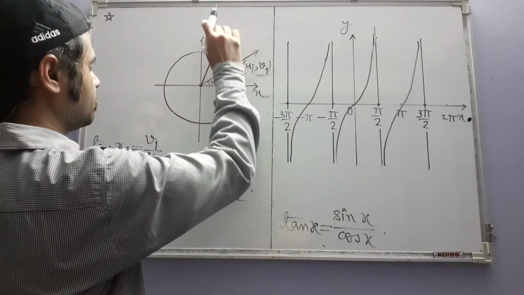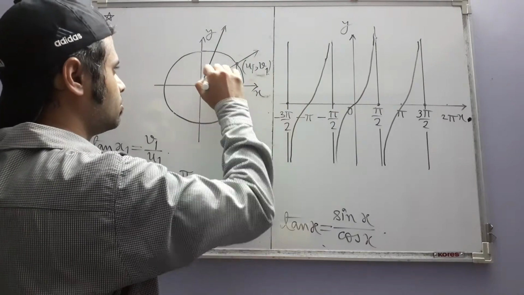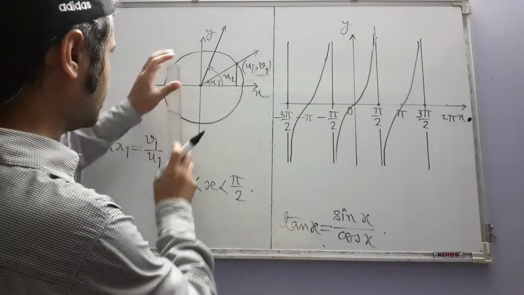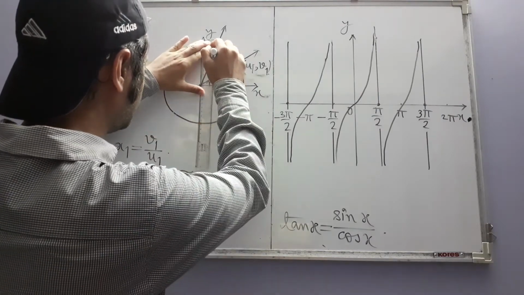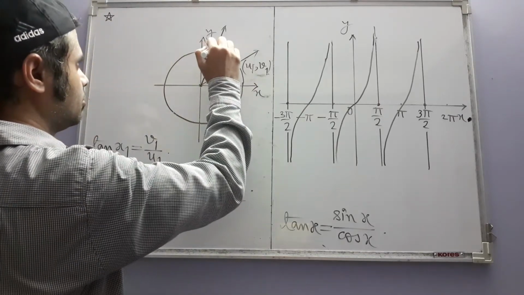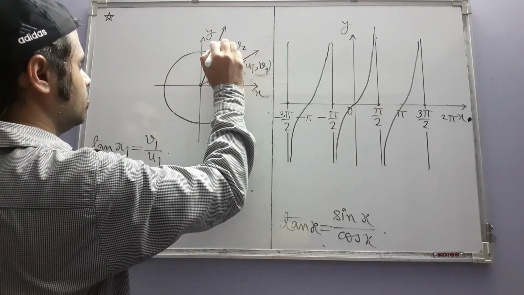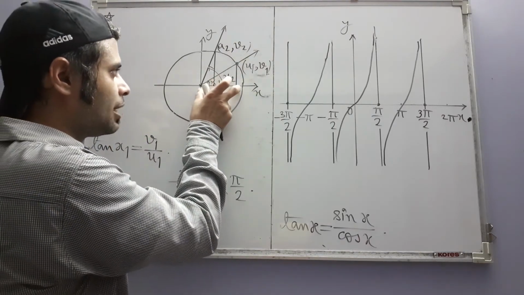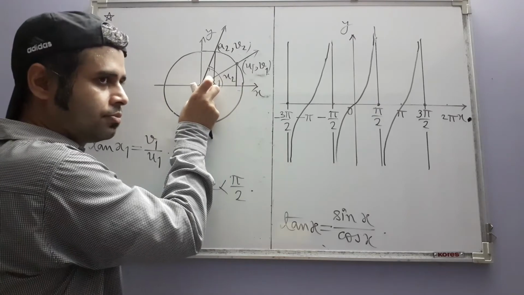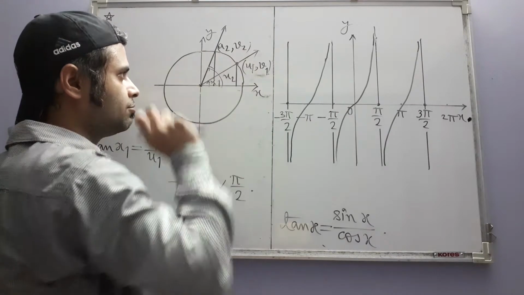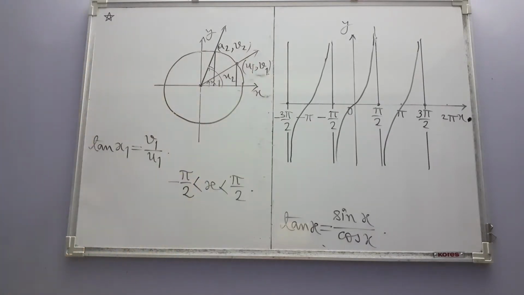Say it is this x2, then this is your new point u2, v2. Note that u1 is greater than u2, but v2 is greater than v1. You can clearly see that from the figure.